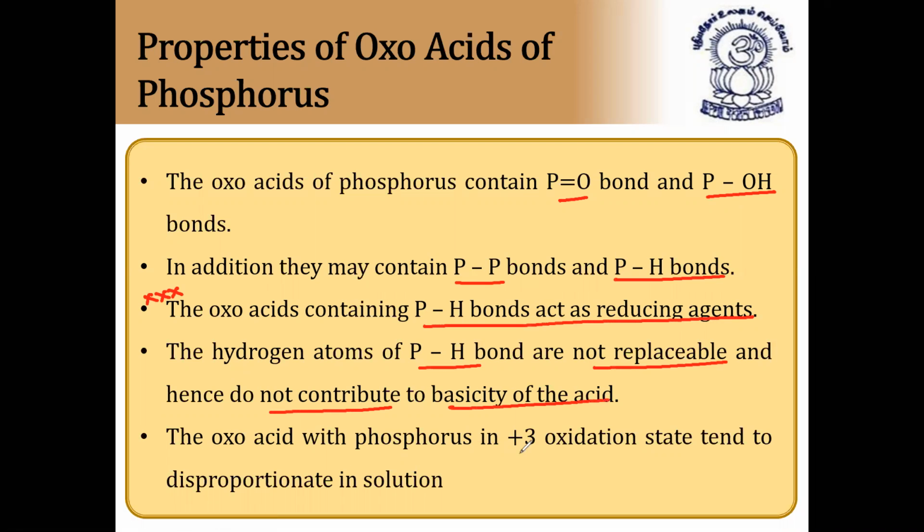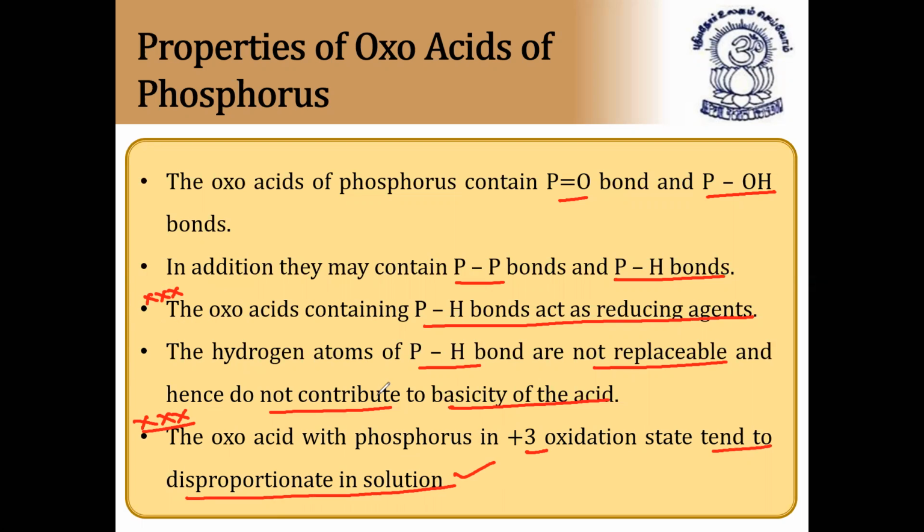Next, the oxo acids with phosphorus in +3 oxidation state tend to disproportionate in solution. They undergo what type of reaction? Disproportionation. Disproportionation means simultaneous oxidation and reduction of only one element in the reaction. So that is called a disproportionation reaction. So the underlined points are most important. Please note it down in your classwork.